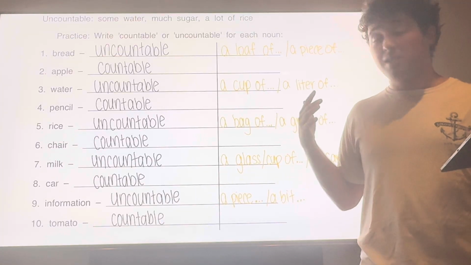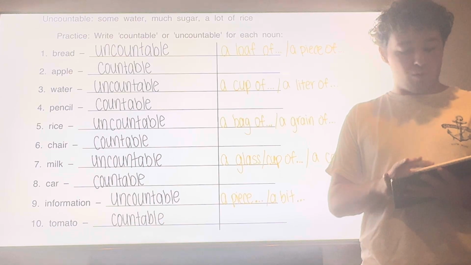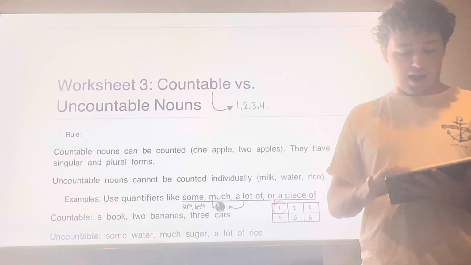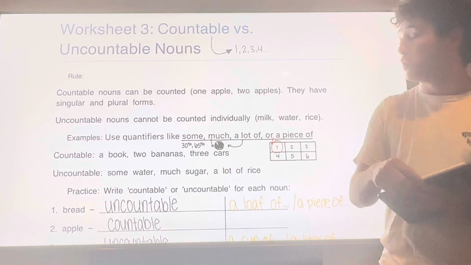So yeah, that would be it. That was indefinite articles, there is versus there are, and countable versus uncountable nouns.